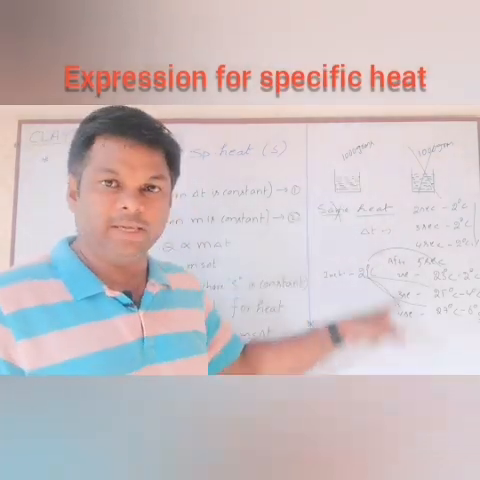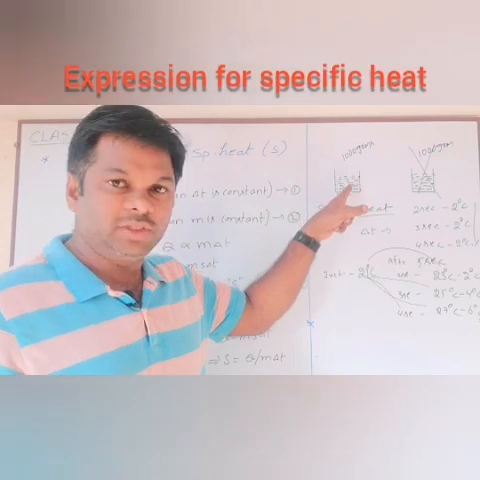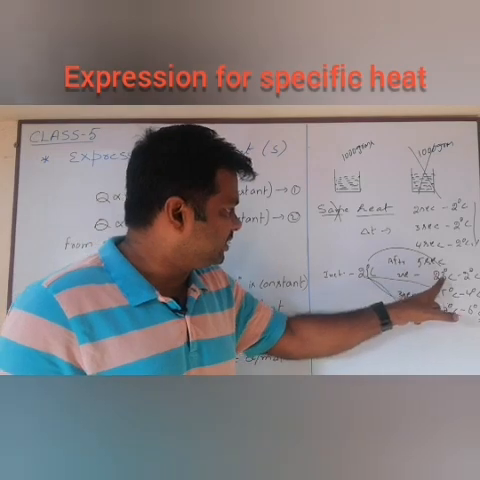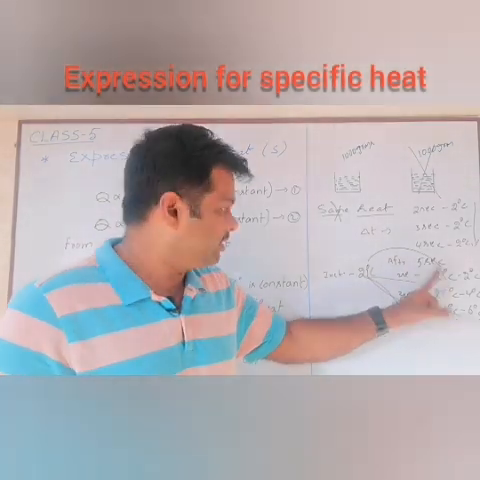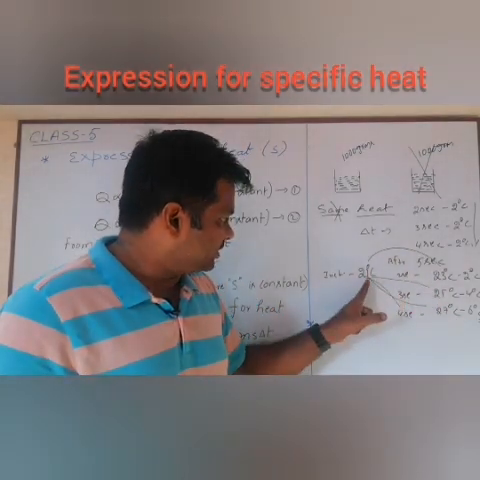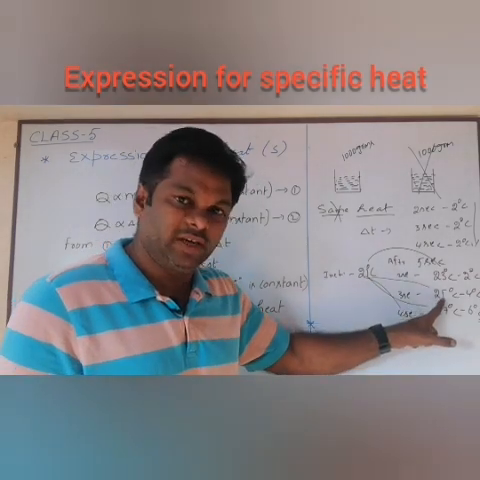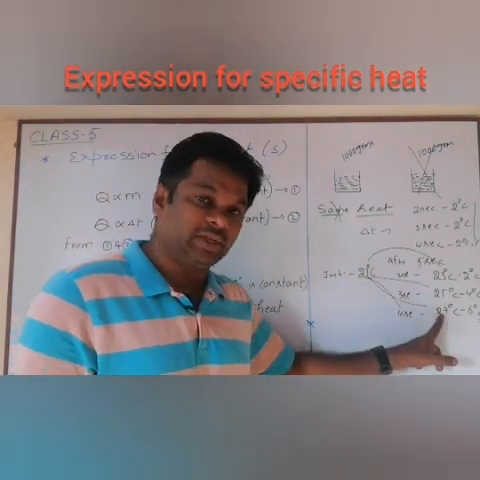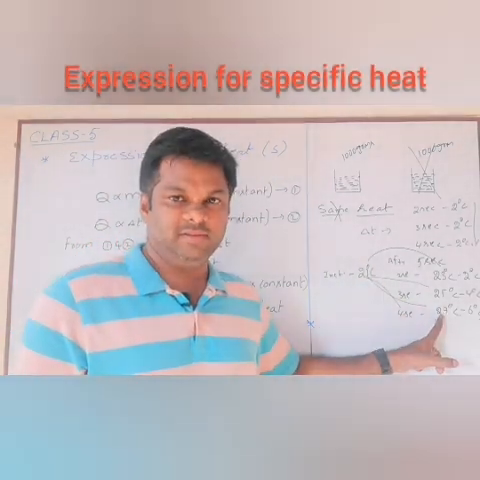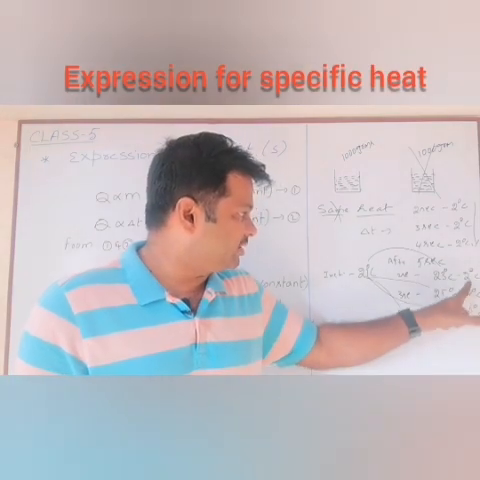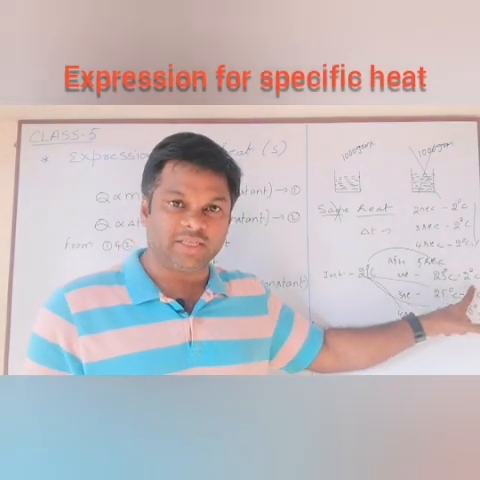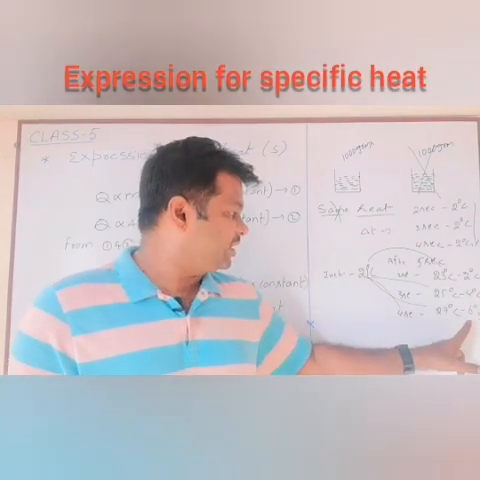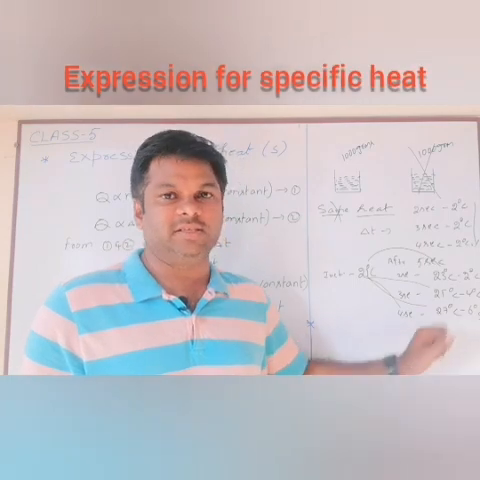Second point I will give you once again. When you are supplying heat energy to this, what will happen? Initial temperature 21 degrees centigrade, after 2 seconds increases to 23 degrees centigrade, and after 3 seconds rises to 25 degrees centigrade, and after 4 seconds increases to 27 degrees centigrade. So here you can observe the change in temperature. Initially after 2 seconds it is 2 degrees centigrade, after 3 seconds it is 4 degrees centigrade, after 4 seconds it is 6 degrees centigrade.